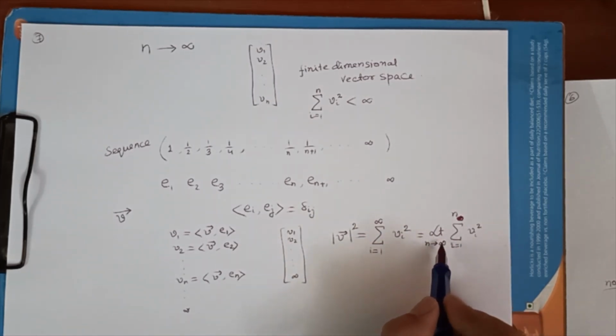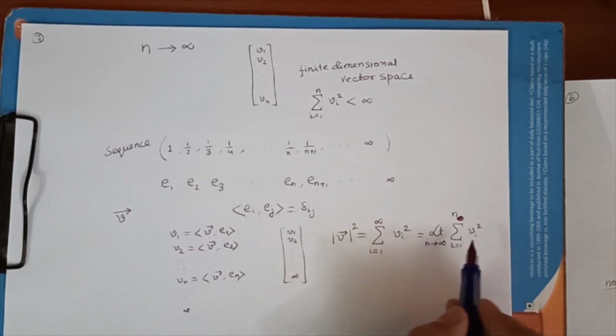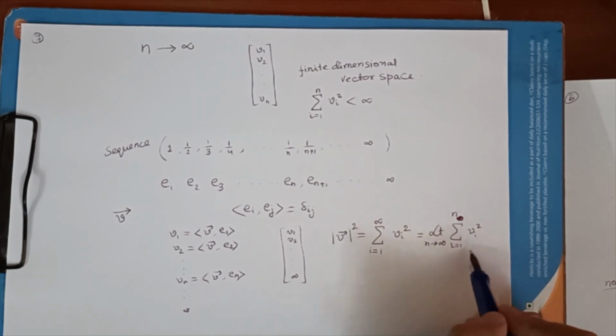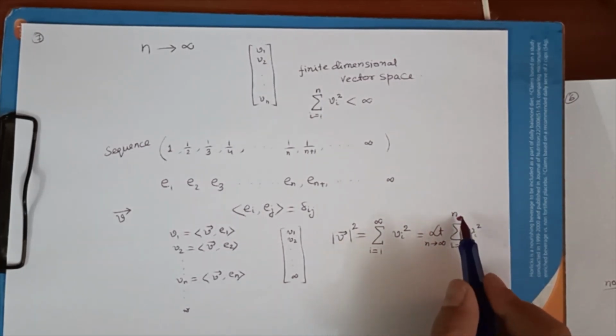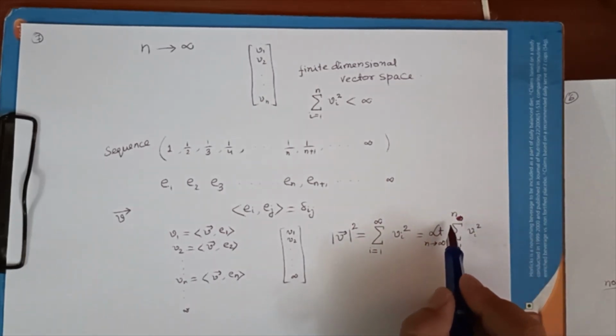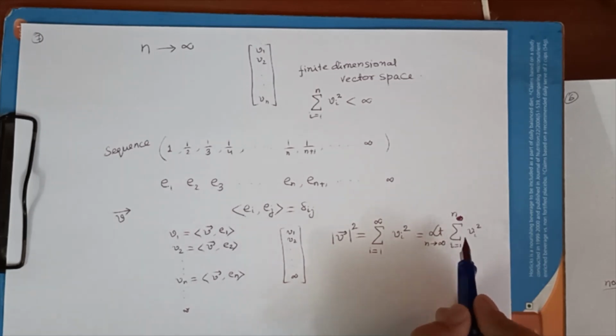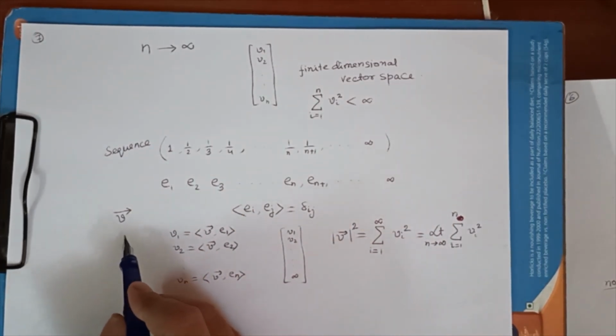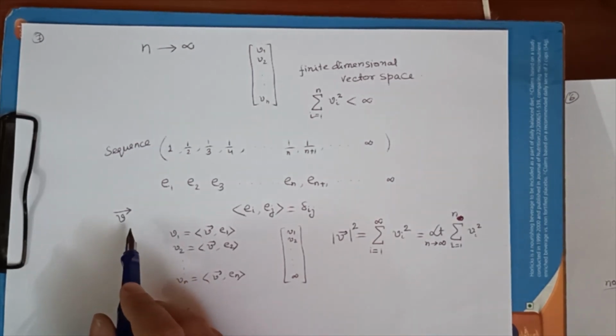So which vectors will have some finite length? The vectors for which this sum converges. Basically you will get a sequence of summations of vi square, i equal to 1 to n, for different n. As n tends to infinity, it has to converge. If it converges, then only you will get a vector which is a legitimate vector in that infinite dimensional space.